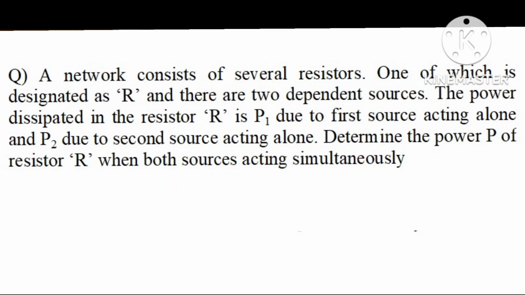Next question is, a network consists of several resistors, one of which is designated as R, and there are two dependent sources. The power dissipated in the resistor R is P1 due to first source acting alone and P2 due to second source acting alone. Determine the power P of resistor R when both sources are acting simultaneously.